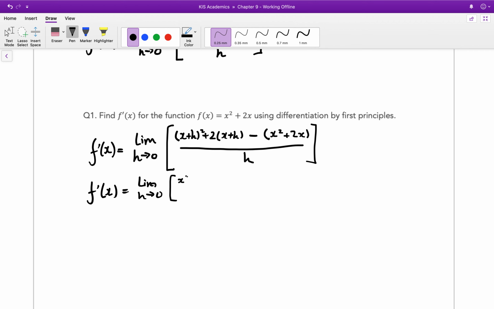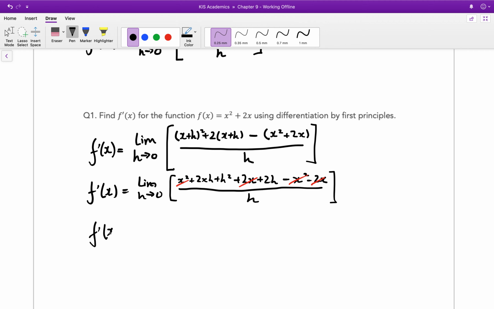So that gives us x squared plus 2xh plus h squared plus, we expand this out, gives us 2x plus 2h minus x squared minus 2x. So I've expanded this bracket out as well. And the entire thing is divided by h. And then we collect all our like terms. So our x squared and negative x squared cancel out. 2xh stays there. h squared stays there. 2x minus 2x gives us 0. And positive 2h stays there.